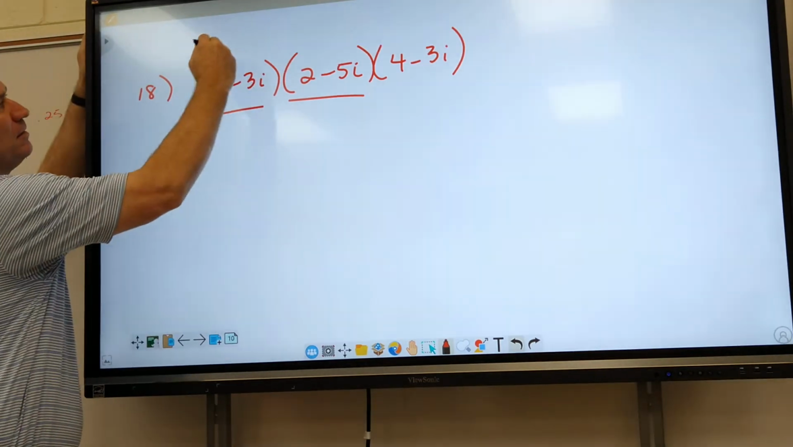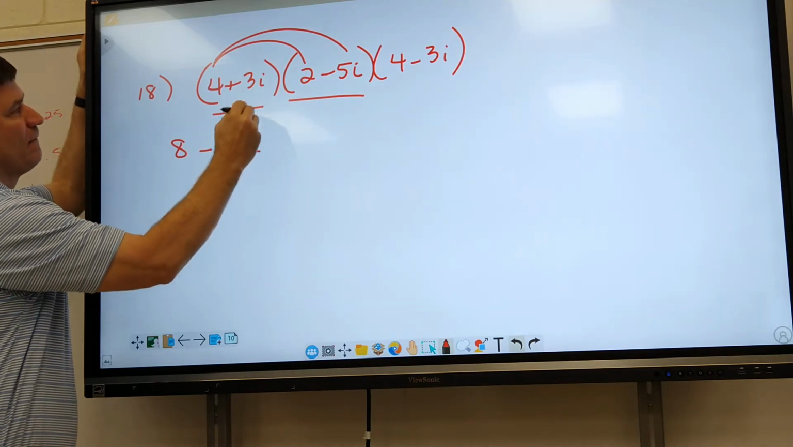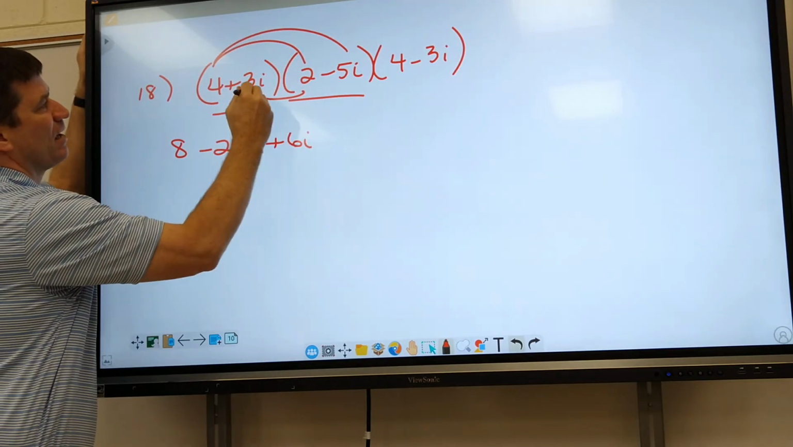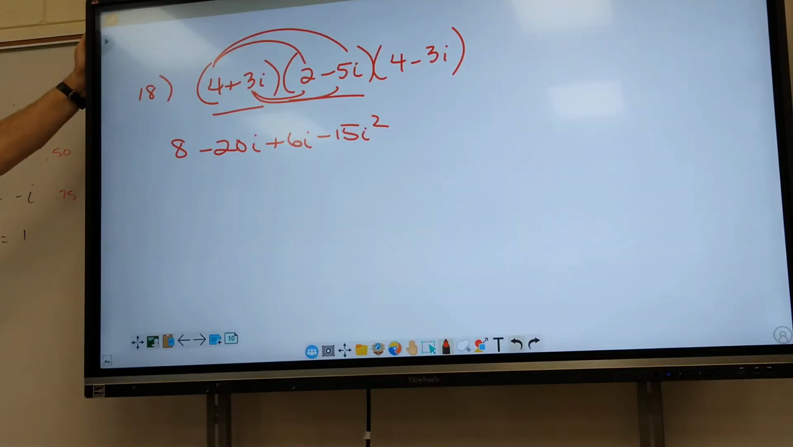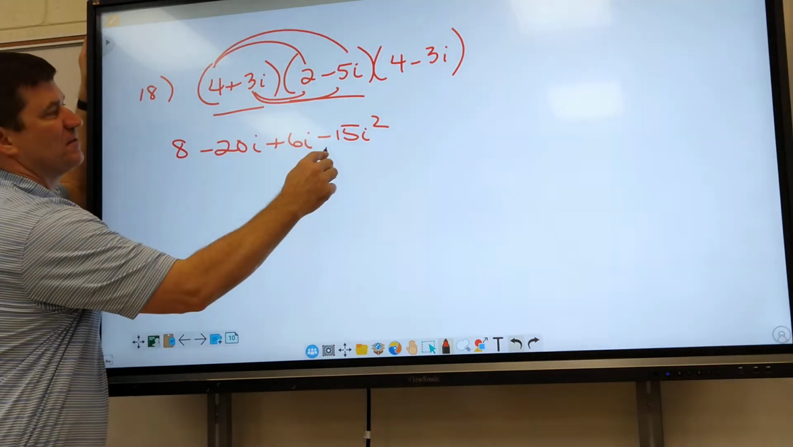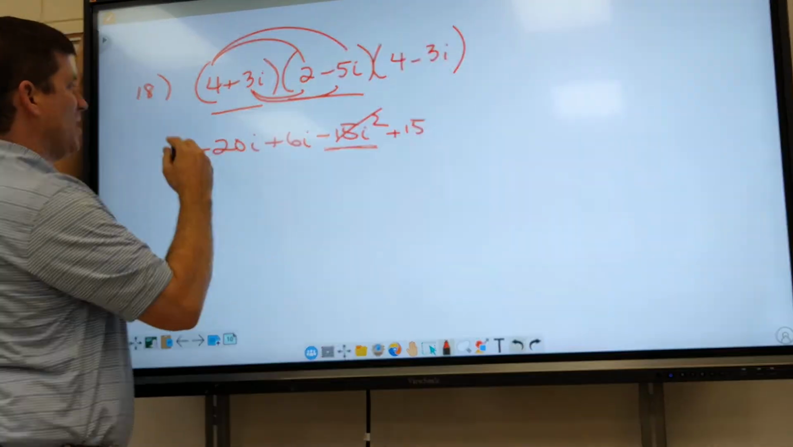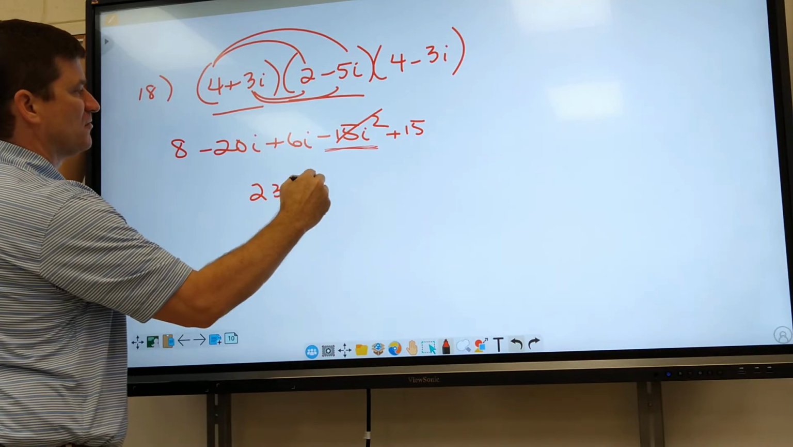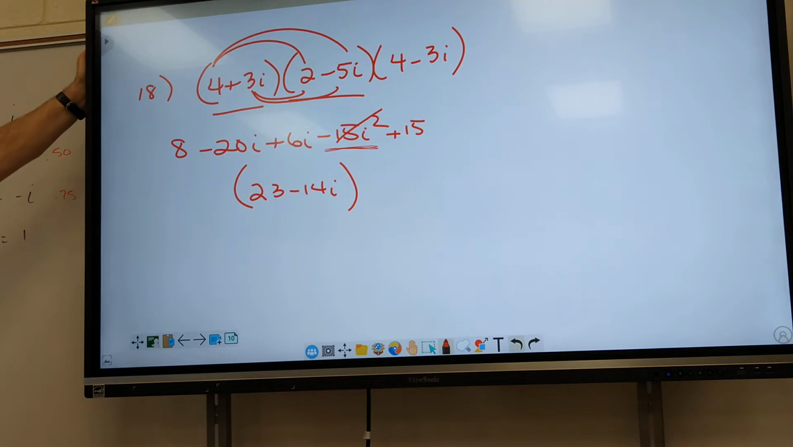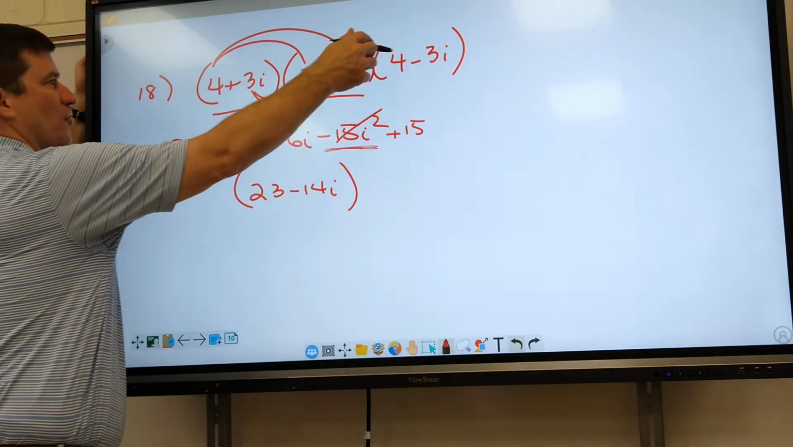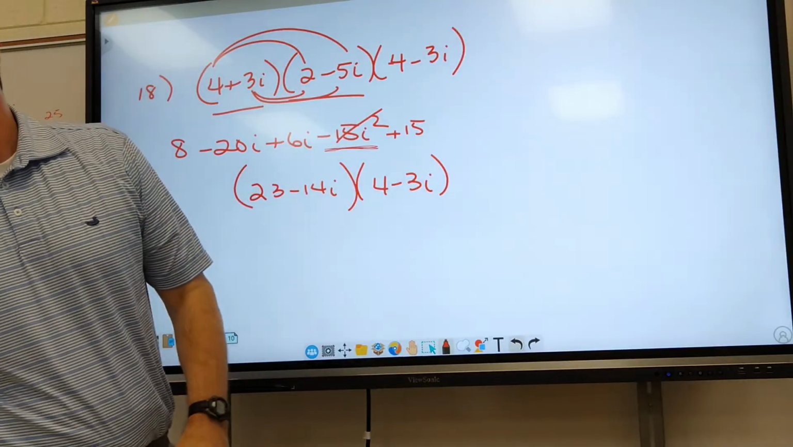All right, let's see what we get. Let's fold it. So I got 8 minus 20i plus 6i minus 15i squared. What does minus 15i squared turn into? All right, good. So I got 8 plus 15, which is 23, minus 14i for that. Now bring down the third one, 4 minus 3i, and fold that out, and then you'll be done.